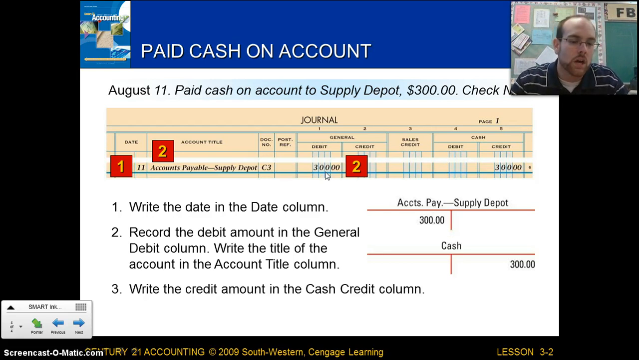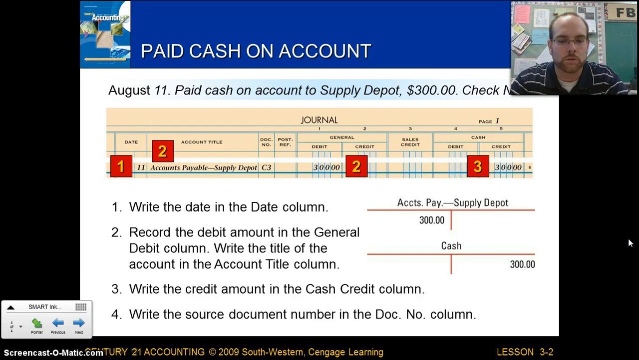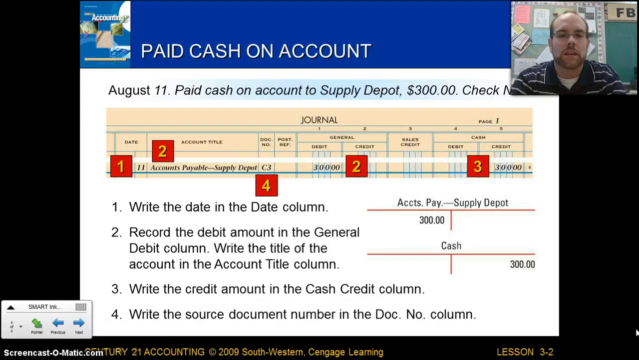The next one is we write the credit amount in the cash credit column. So then we put it over here on cash credit for step 3, a credit of $300, because cash is also going down by $300. Now we want to write the source document number in the document number column. And this one's going to come out, as you took a look in here, check number 3, so C3 goes in the document numbers column. And that's it for this section of 3-2.